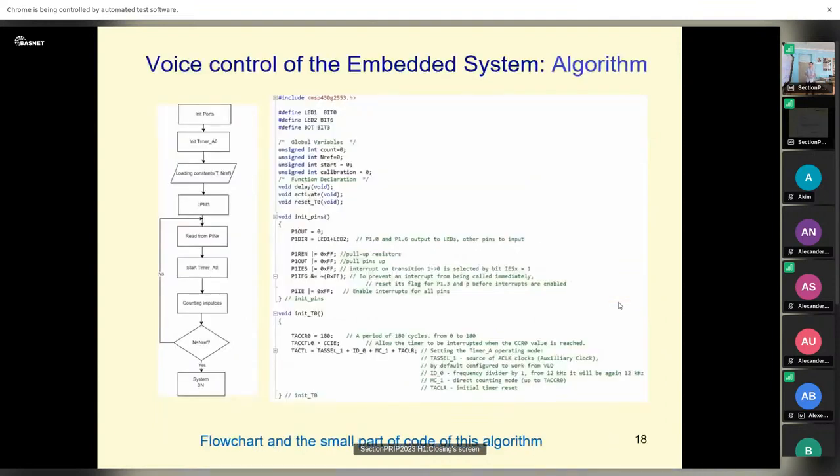Okay, next slide. This is a small part of the algorithm. We used Code Composer Studio for this. Okay, next.